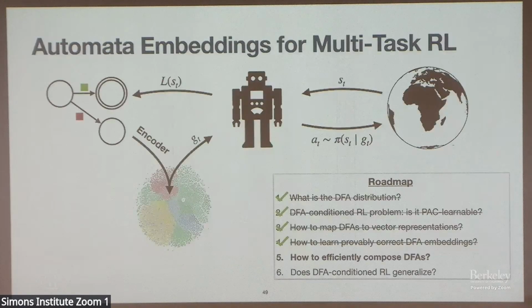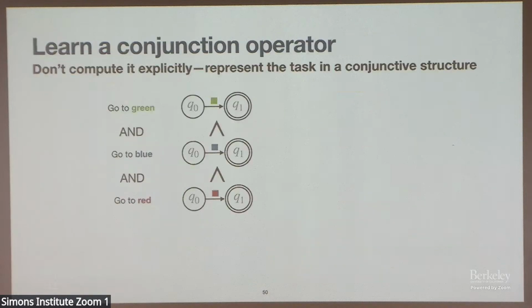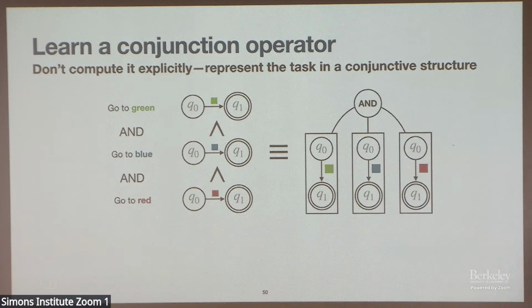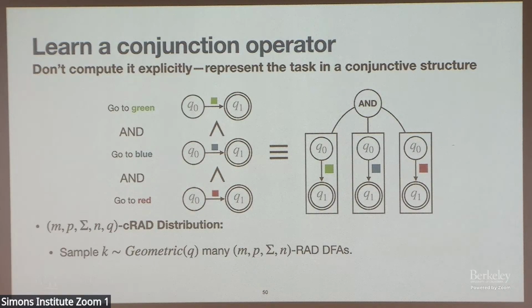Okay, so the last one, exponential size growth. How do I efficiently compose DFAs? The idea is pretty simple. Just one slide is enough. Just don't compute it. If it's hard to compute, just don't do it. Instead, introduce a special node, the conjunction node, and connect all the DFAs you have in your conjunction to this node and represent your task this way. And then you can define a C-RAD distribution, a compositional RAD distribution on top of this, where you just sample another value for the composition.